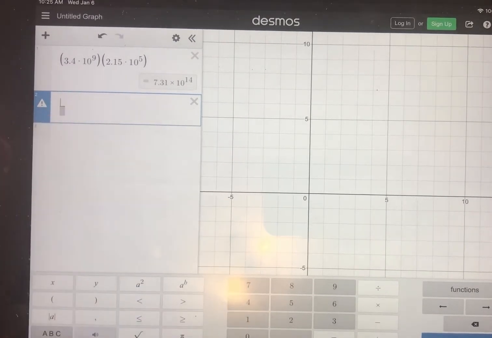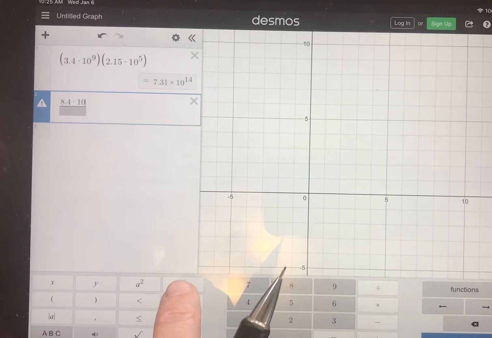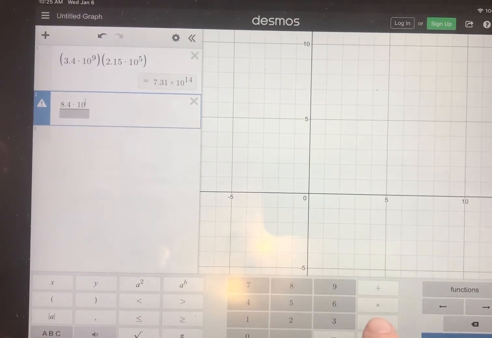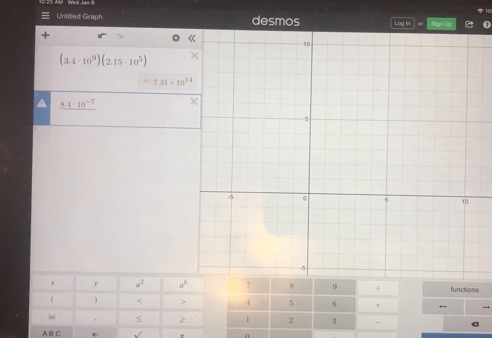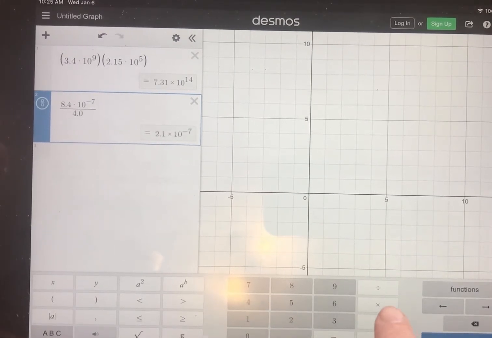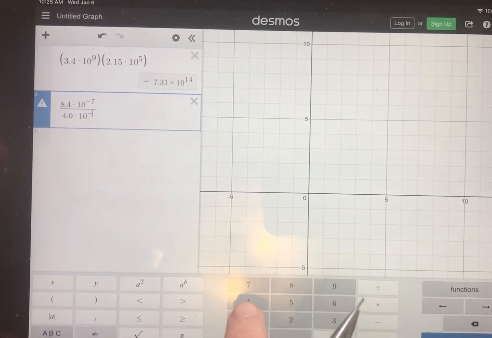You notice it's highlighting the numerator. My numerator was 8.4 times 10, there's the a to b, raised to the negative 7th power. So there's my numerator. I don't need the parentheses, I'm already separating with the fraction bar. And then I'll tap on the denominator, divide by 4.0 times 10 raised to the, in this case, negative 4.